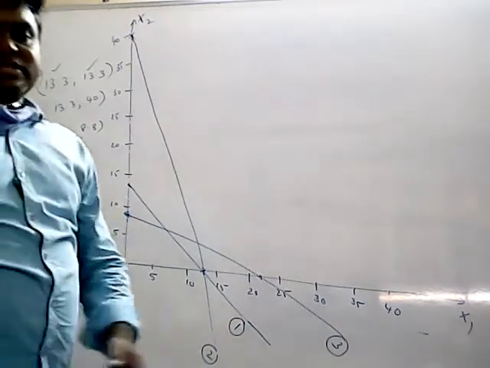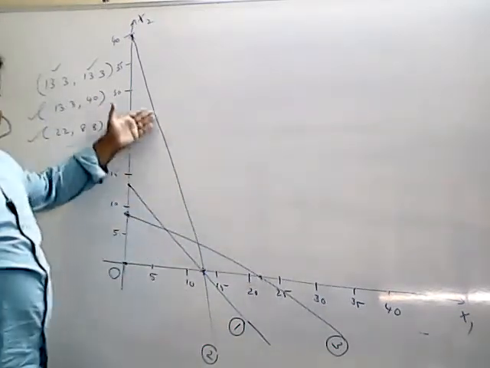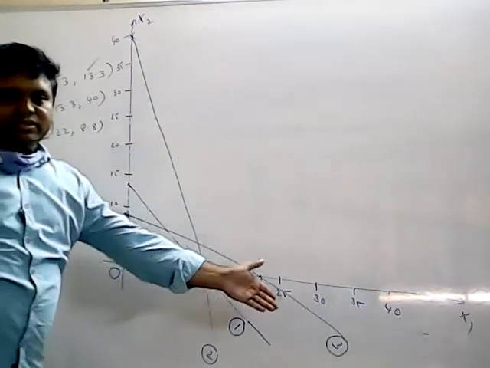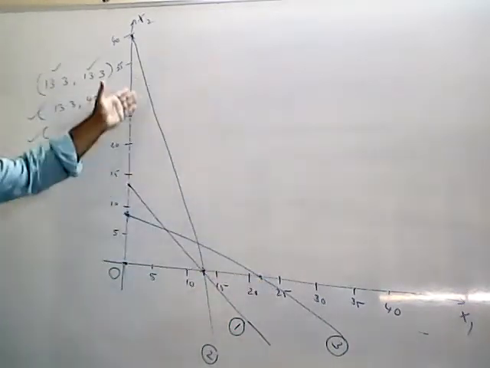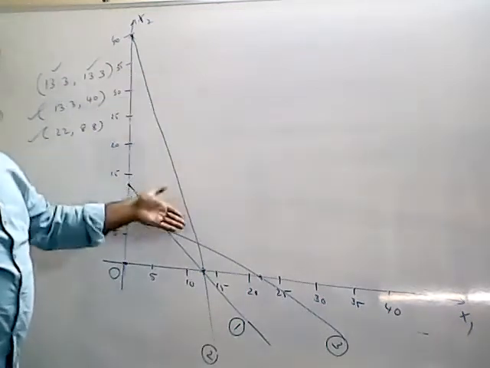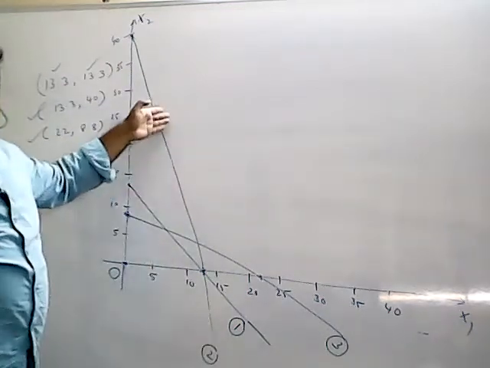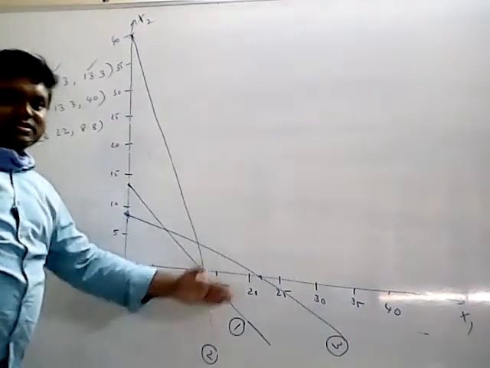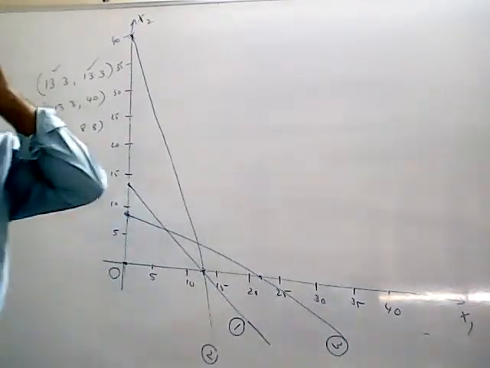What is step number 2? Step number 2: plot each equation on the graph. I have plotted all the equations on the graph, as each one geometrically represents a straight line. If you use the scale, you will get a straight line. Otherwise, you will get something like this. Okay. So use the scale, you will get a straight line. So all are straight lines. Okay, so step number 2 is completed.